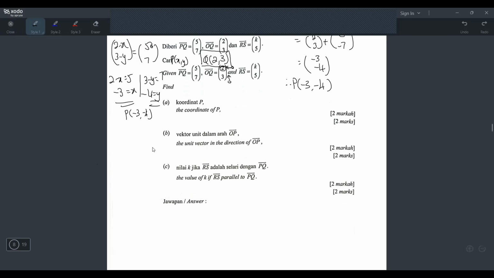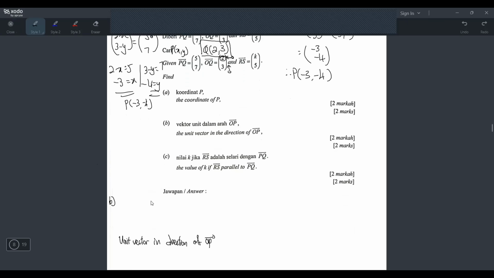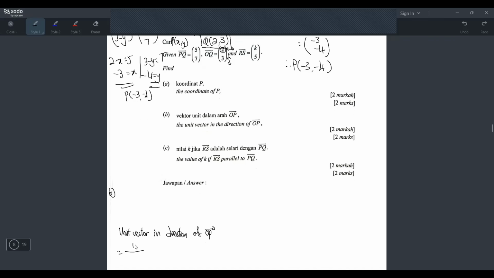All right, now let's do B question. They want to find the unit vector in direction of OP. All right, unit vector. So do you remember what is unit vector? Do you realize when I write the unit vector, I leave some empty space here before I write it, because I know the formula for unit vector. What is the formula for unit vector? 1 over magnitude times vector, right? Make sure you memorize, it's 1 over magnitude times the vector. And the vector has to be in terms of ij. So that is why I leave this empty space here to find the magnitude.